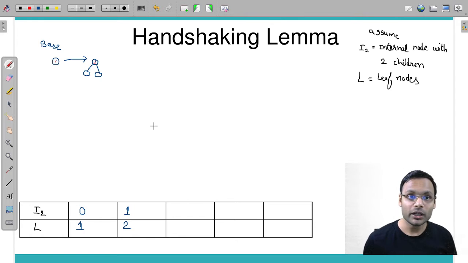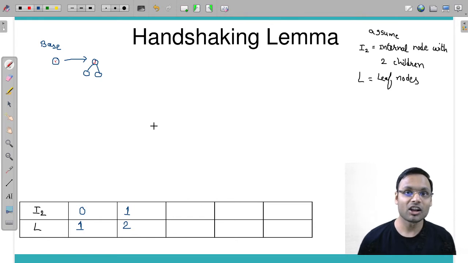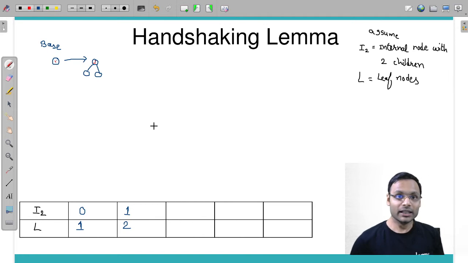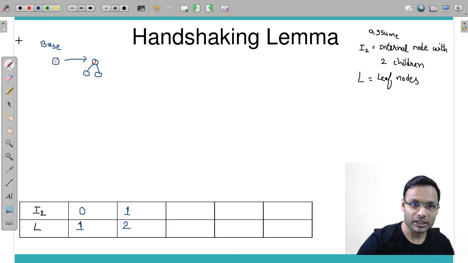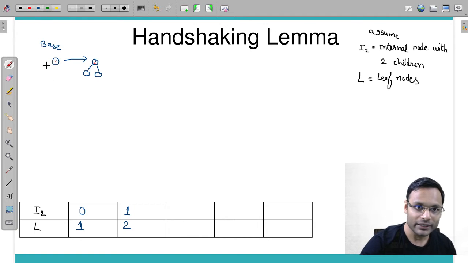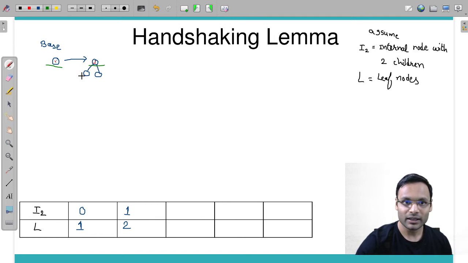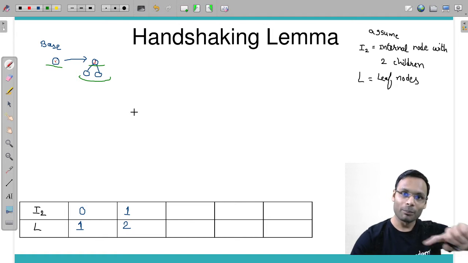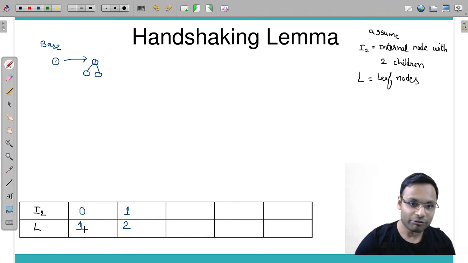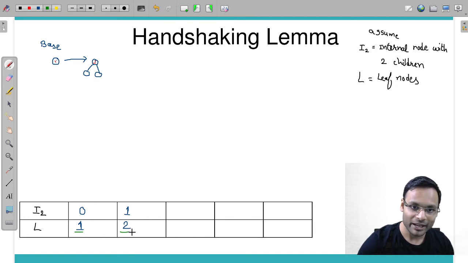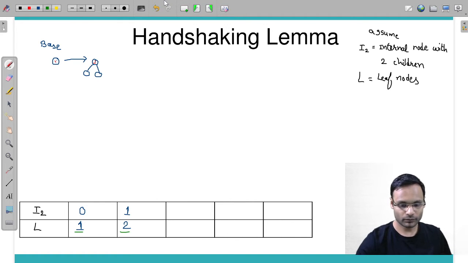What I told is that if you are increasing an internal node with 2 children, then previously we had 1 leaf node. This was a leaf node. Yes, we have converted this node into an internal node. So the leaf node count decreased by 1 and we have added 2 leaf nodes. So increased by 2. Minus 1 plus 2, effectively an increment by 1, means previously if we had 1 leaf node, now we will be having 2 leaf nodes.